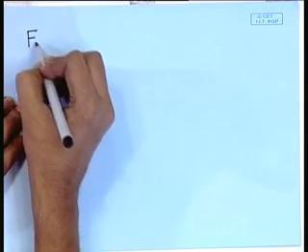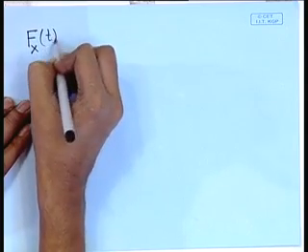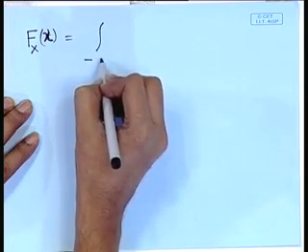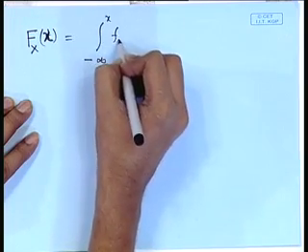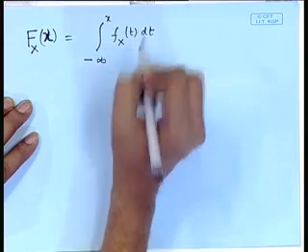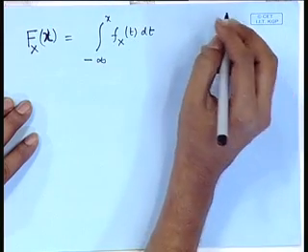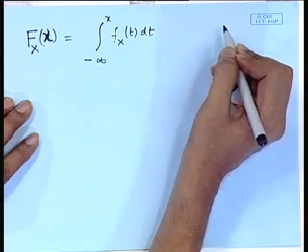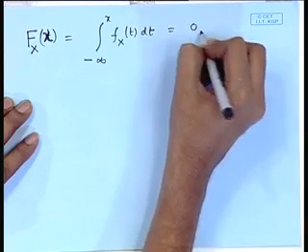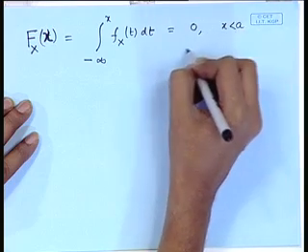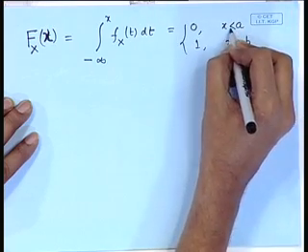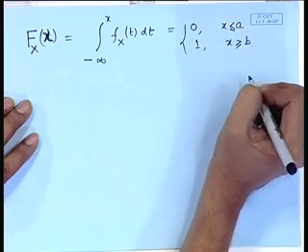We also look at the plotting of the cumulative distribution function, that is integral minus infinity to x of f(t) dt. Since the distribution is 0 up to a and beyond b, that means this is going to be 0 for x less than a and it is going to be 1 for x greater than b. You may put equality here also, it does not make any difference.